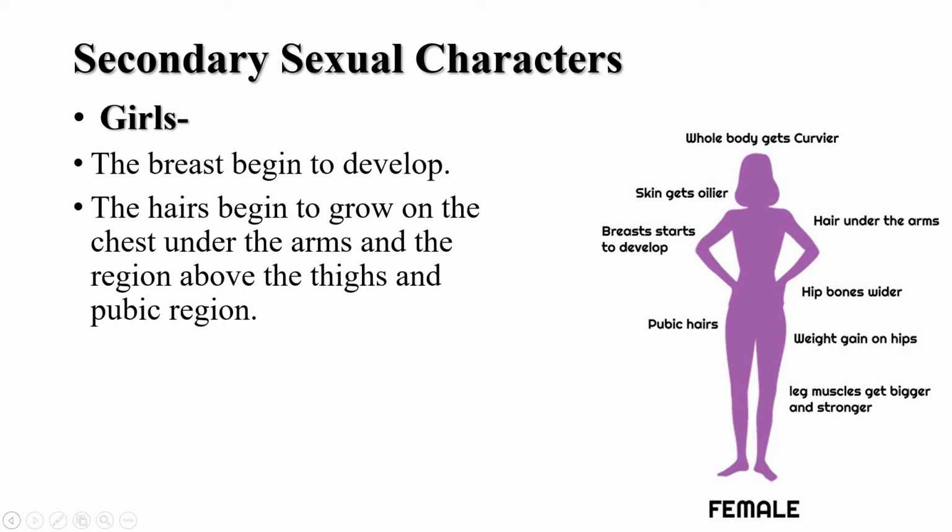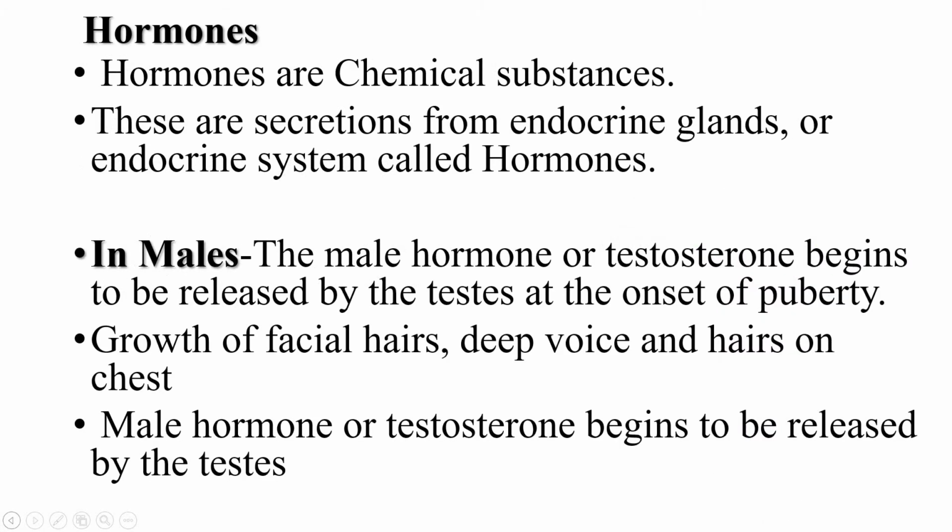Students, these changes which occur at adolescence are controlled by hormones. The physical growth, metabolism and the changes which occur in the body during adolescence are controlled by chemical regulators secreted by endocrine glands or ductless glands.